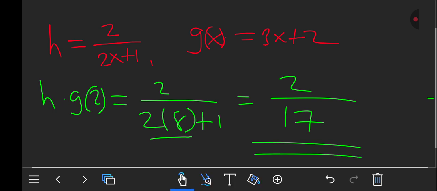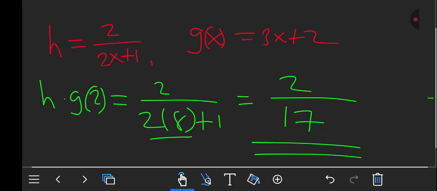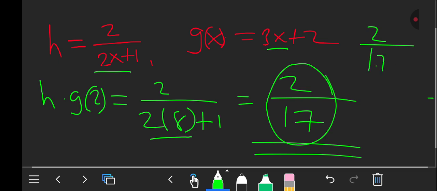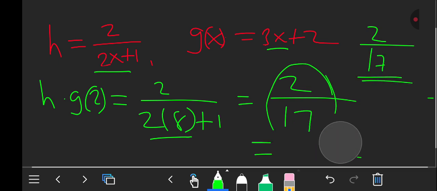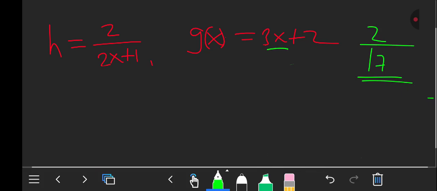What did we find in the first place? Let me just revisit the first case. For the first one, it's giving us 2 over 17. If we substitute 2 there, it gave us 6 plus 2, that is 8. So you come here, you substitute 8 there. So the answer is 2 over 17. Let's revisit this first instance, because the results must be the same.